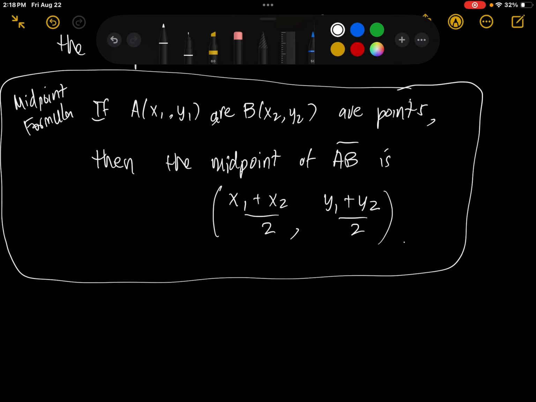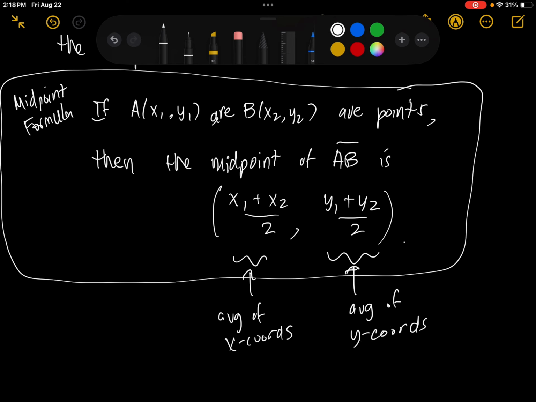And intuitively, again, you're just taking the average of the x-coordinates. So this x-coordinate is the average of the x-coordinates of A and B. The y-coordinate of the midpoint is the average of the y-coordinates of A and B.